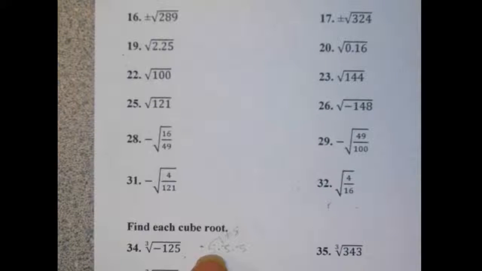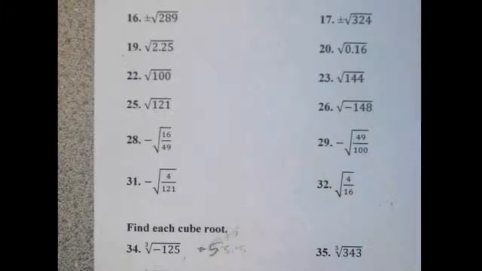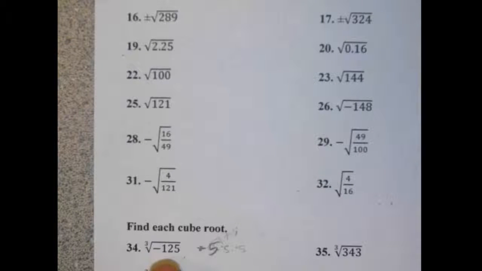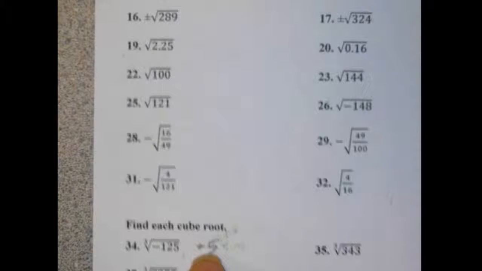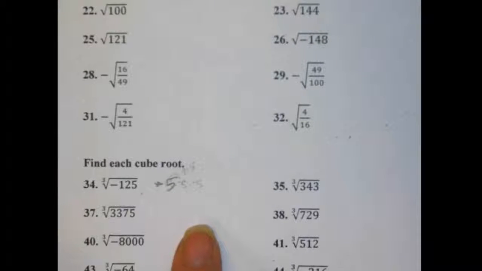So my answer cannot be 5. What does my answer have to be? Negative 5. My answer is going to be negative 5. It can't be positive 5, because that's not going to give me negative 125 inside the radical. It has to be negative. Does that make sense to you right now? Are you understanding what I'm saying? Because you're looking at me like deer in the headlights. Yes or no? Yes.